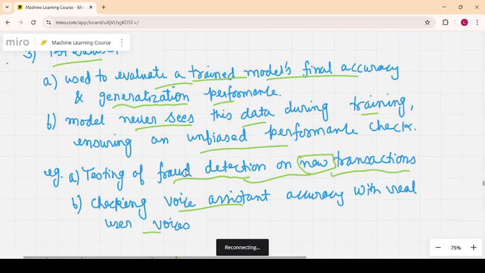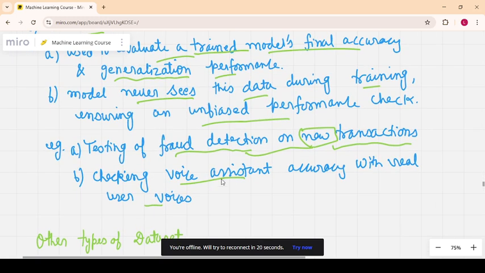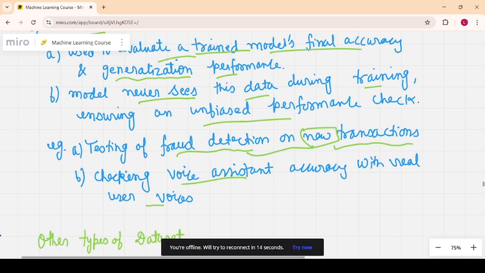For example, you are building a fraud detection system for the banking sector. You have a transaction. You need to test the model on new transactions, not the data set which is used for training. Okay, like you have built a voice assistant and you want to check its accuracy. So you need to check it with real user voices.